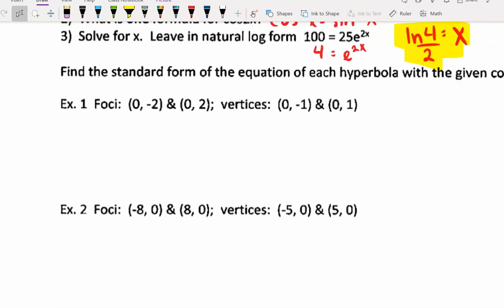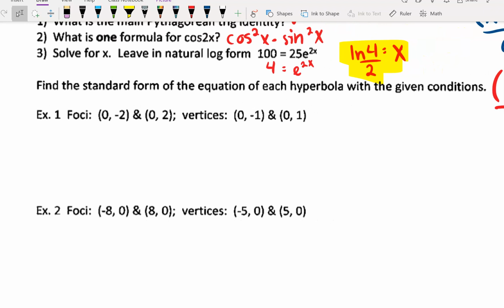So the first one, they give us the foci and the vertices. So the first thing I notice is that the points are 0, -2. I'm actually just going to kind of graph a really rough sketch of this. That's where one of the foci is, and then 0, +2. And then the vertices are at 0, 1, 0, -1. So I know this is going to be vertical because of the fact that my vertices are vertical and the foci are vertical.